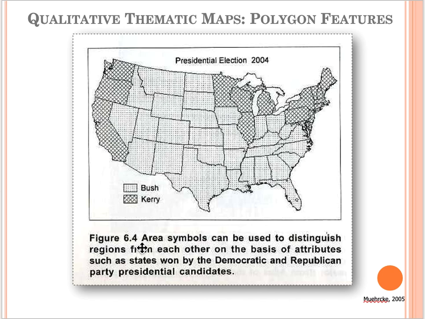This is showing us the presidential election of 2004 of polygon features. So the difference between the presidential votes for Bush and Kerry.